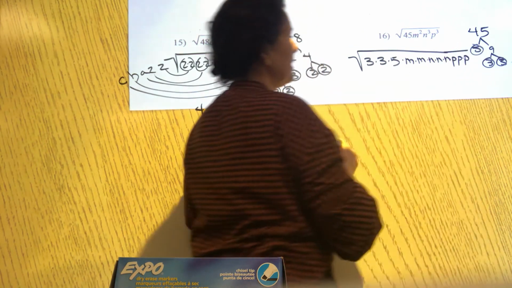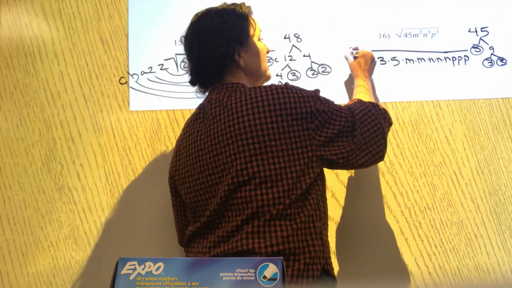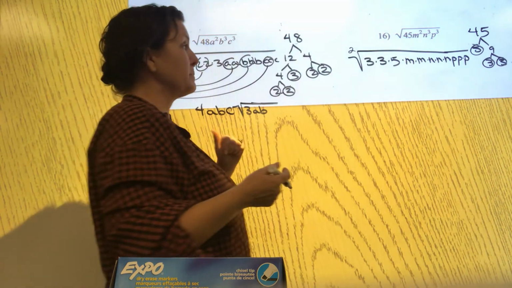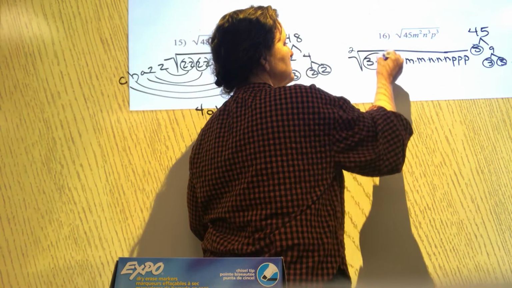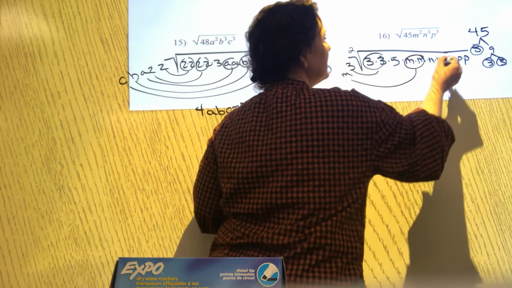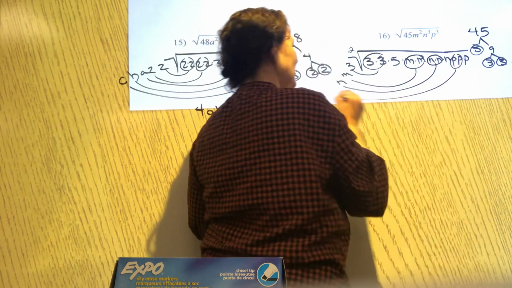Cool. It's a big product. That means there's a little multiplication dot between everybody. And our root is 2, because it didn't show itself. We know if it doesn't show itself, it has to be a root of 2, or we're looking for pairs. See ya, Mr. 3. See ya, M. See ya, N. And see ya, P.